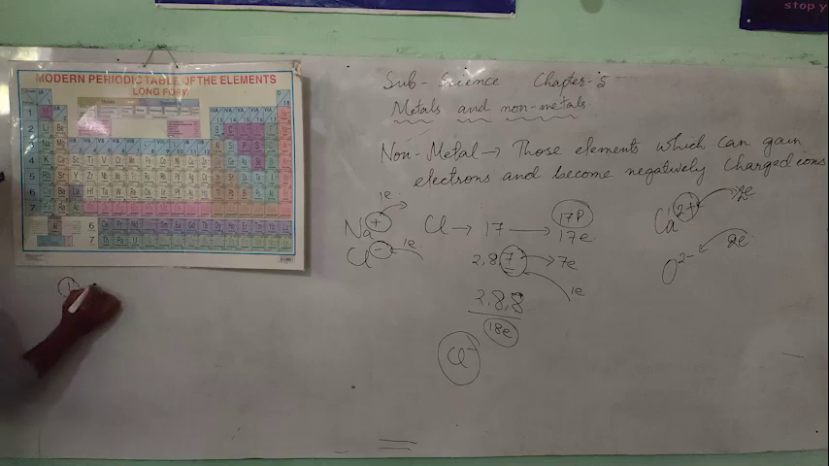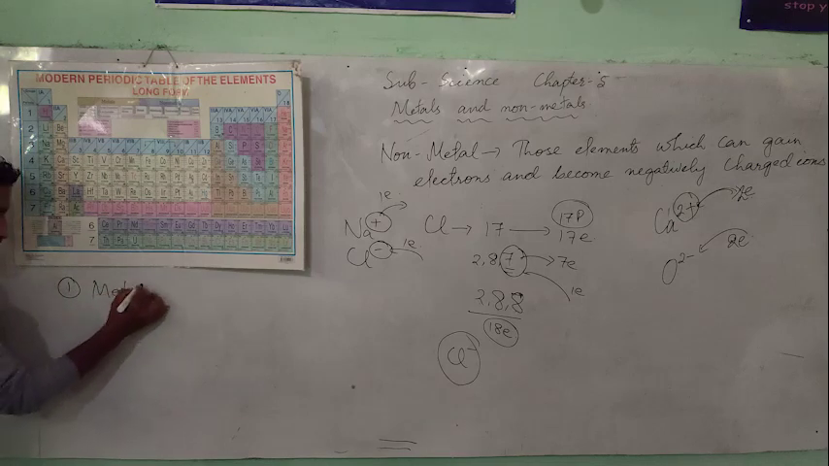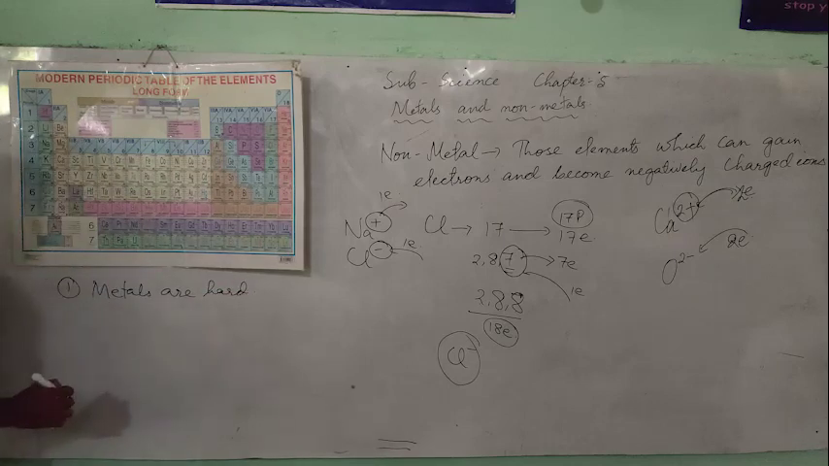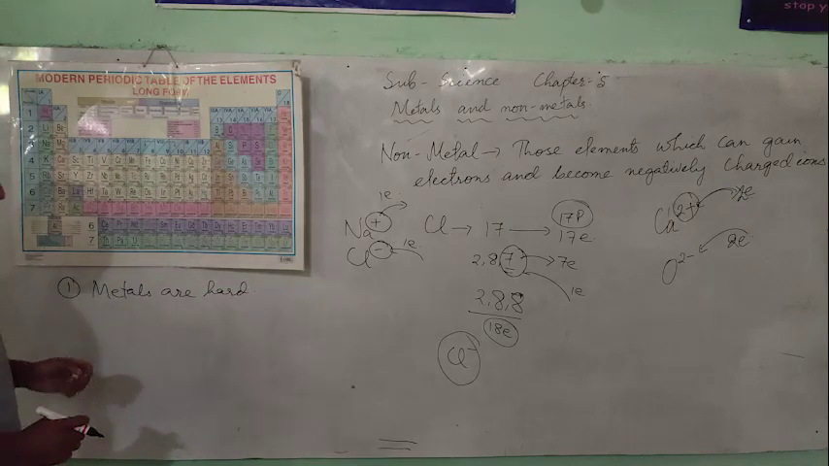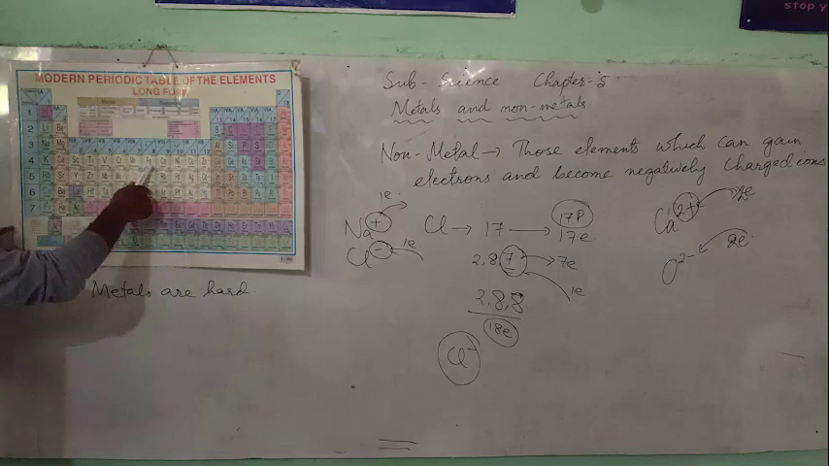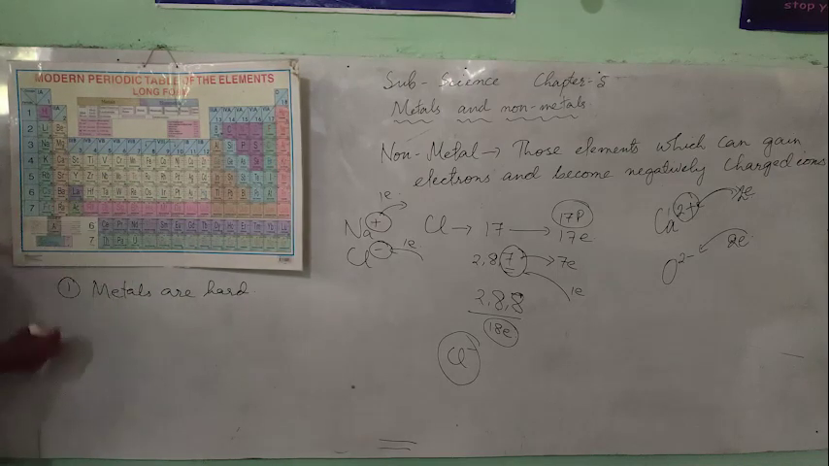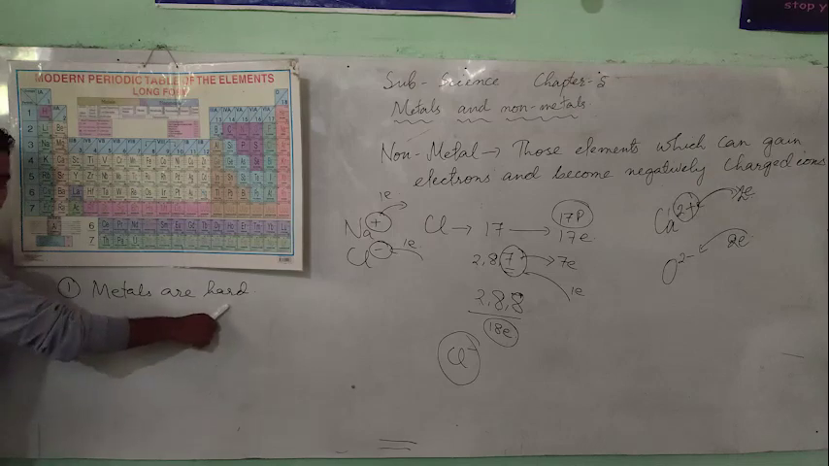First, metals are hard. Say for example, let's take an example, iron. Iron is a metal. Iron is here. Iron is a metal. Iron is hard. Most of the metals, they are hard.